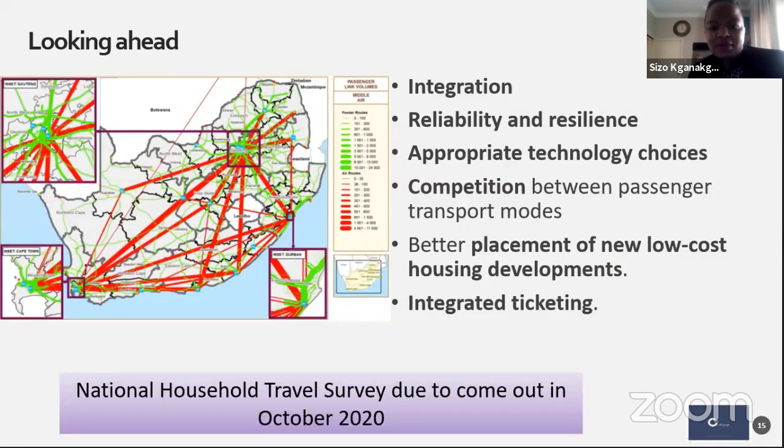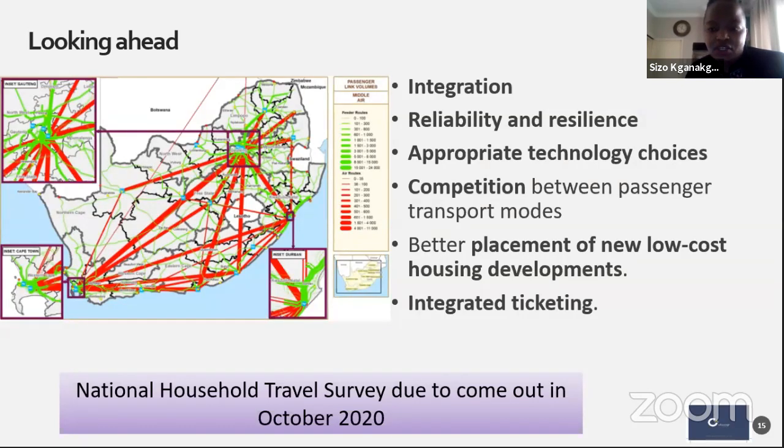And finally, as I was mentioning, I think integration is definitely key to meeting the needs of the customer, because it is central to convenience for the customer. And I think reliability and resilience are quite a given for the public transport industry.